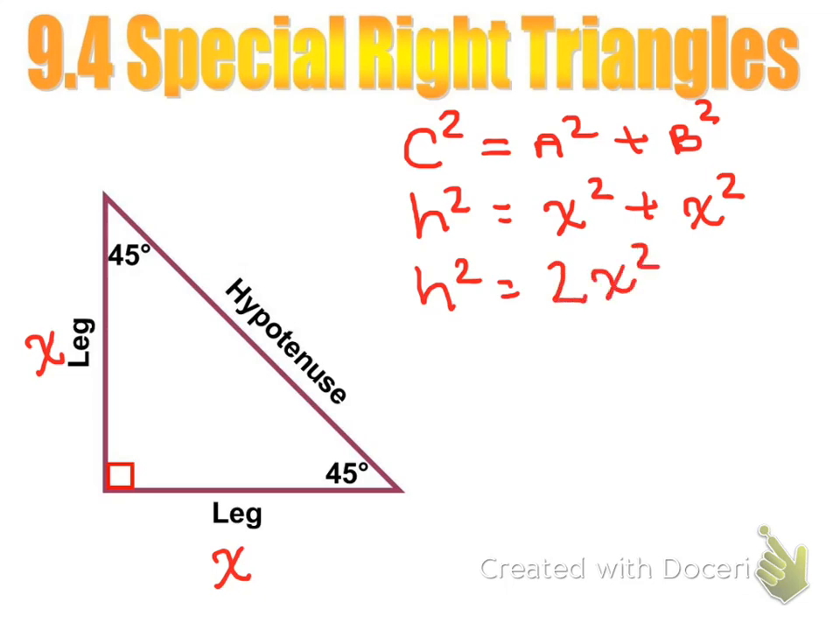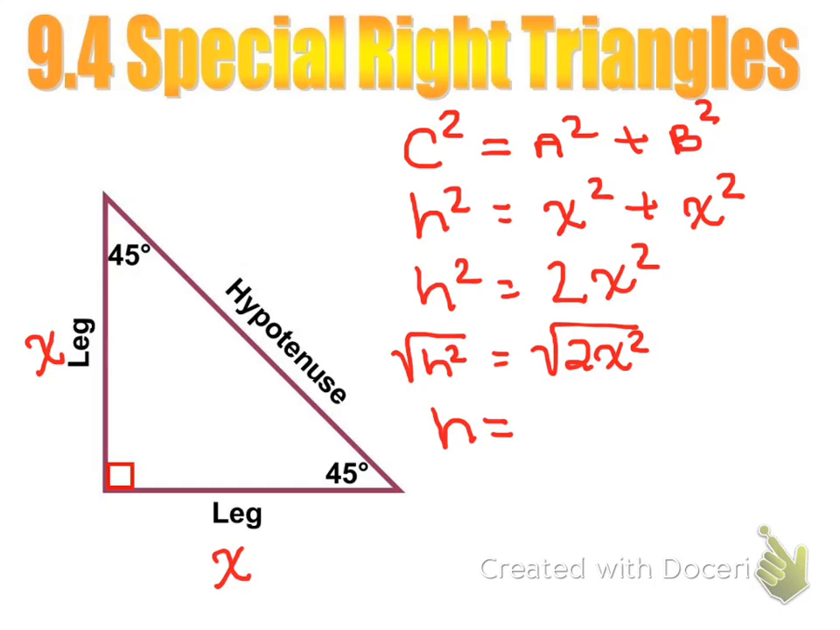We want to get h by itself to find what the hypotenuse would be equal to, so we would have to take the square root of both sides. The square root of h squared would be equal to the square root of 2x squared. On the left-hand side, the square and the square root cancel each other out, so the square root of h squared would just be equal to h. On the right-hand side, we have the square root of 2x squared.